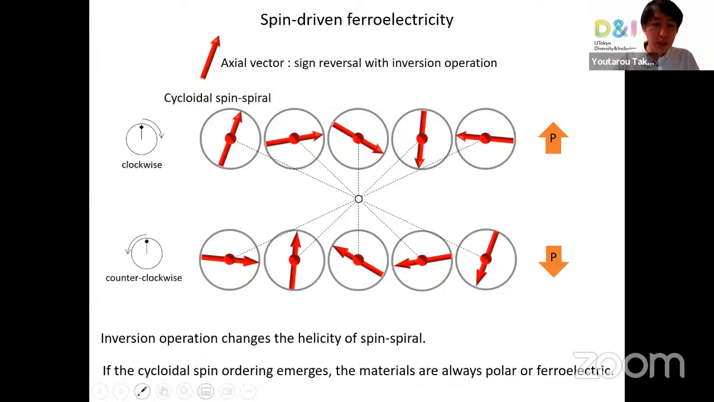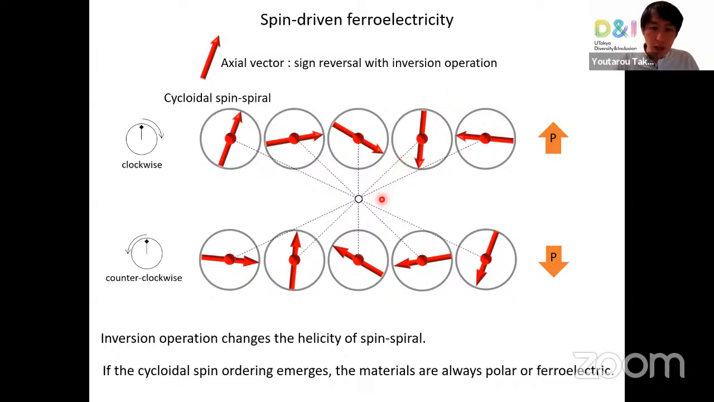The spin is an axial vector, so it shows the sign reversal with the inversion operation. Okay, let's consider a cycloidal spin spiral. The spin spiral state is characterized by the helicity. In this case, you can see the clockwise rotation of the spin spirals from left to right. So this spin structure has a clockwise helicity.